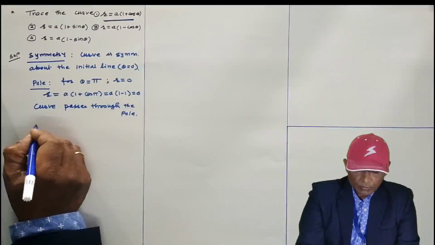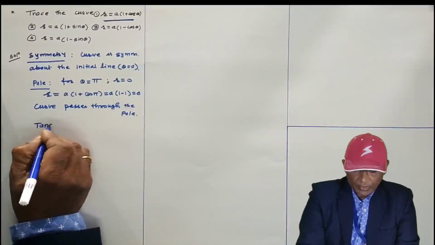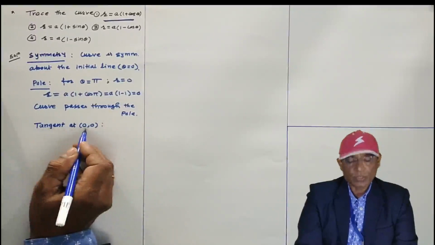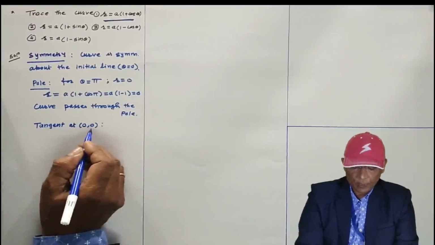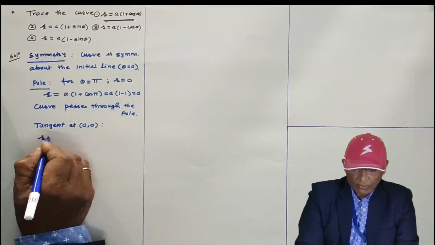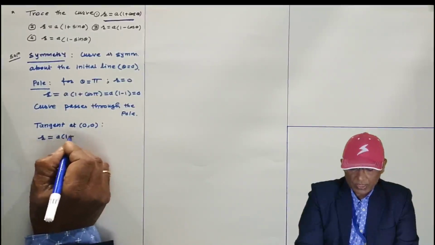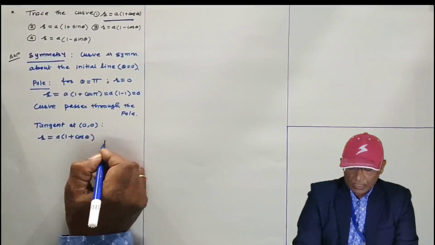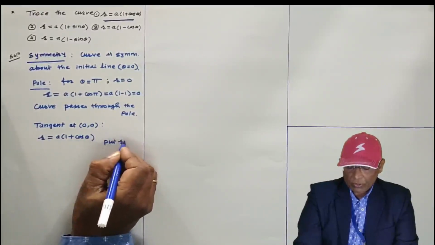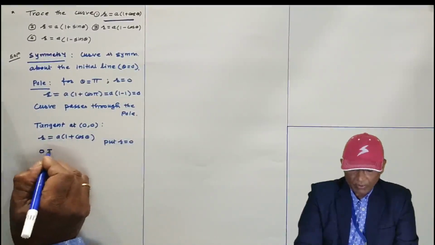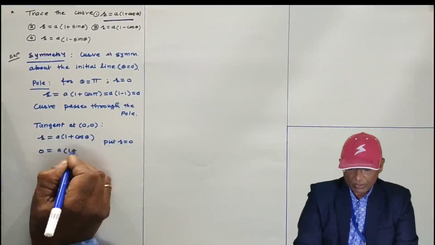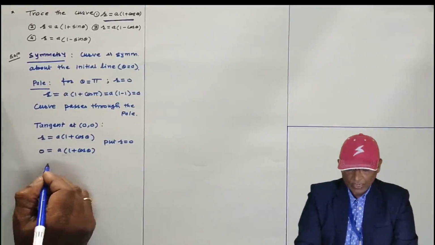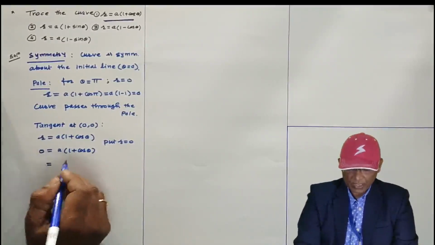Then, for the tangent at the pole, I am going to find the coordinates of the pole: 0, 0, tangent at 0, 0. For the curve r = a(1 + cos theta) that I am going to trace, substitute r = 0 and find the value of theta. We have just seen how to find the tangents at the pole, for the same curve.